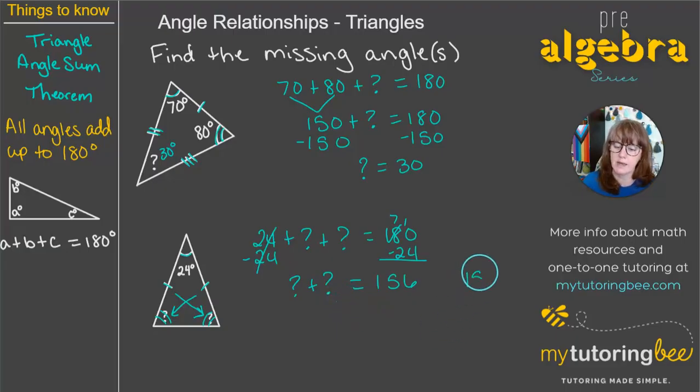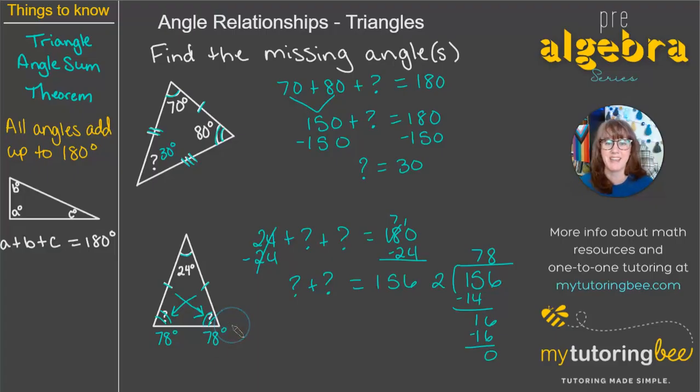So let's go ahead and divide 156 by 2. So 2 goes into 15 7 times, that's 14. And then 2 goes into 16 8 times, that goes in evenly there. So our 2, not 70, 78. Our 2 remaining angles down here are both 78 degrees.